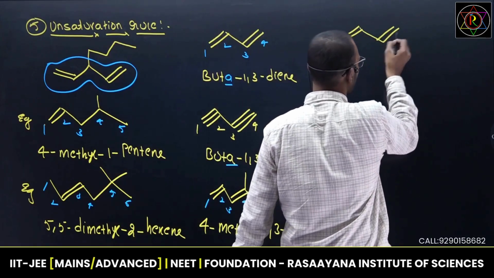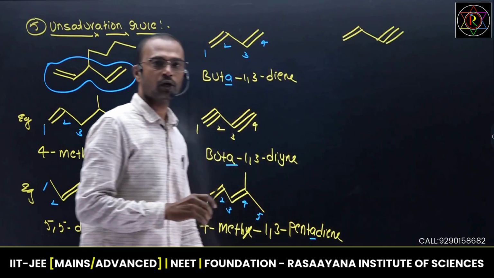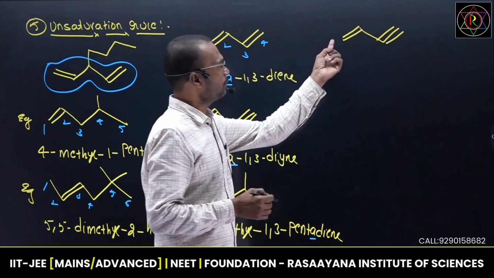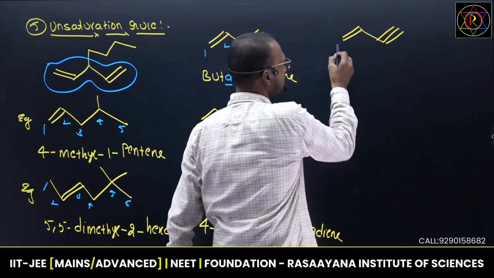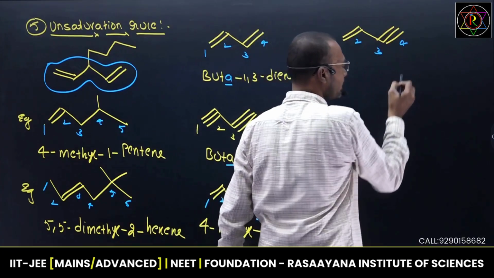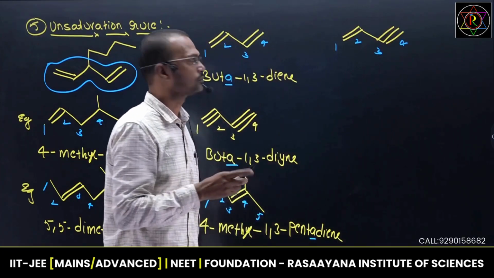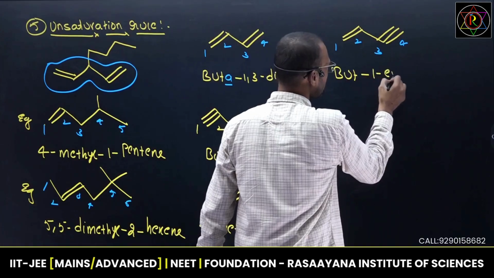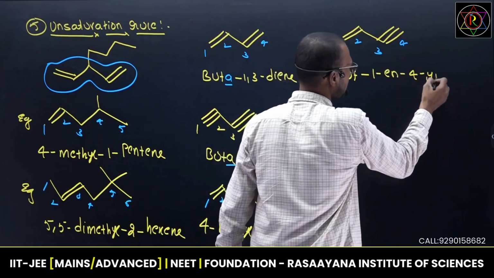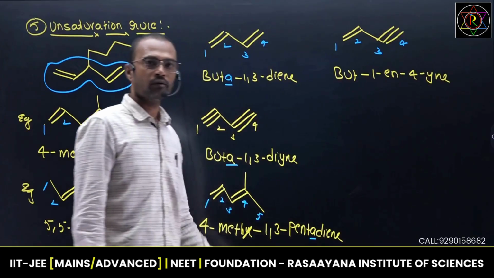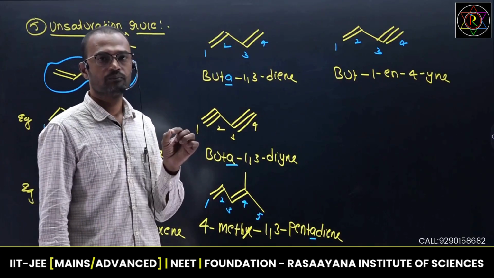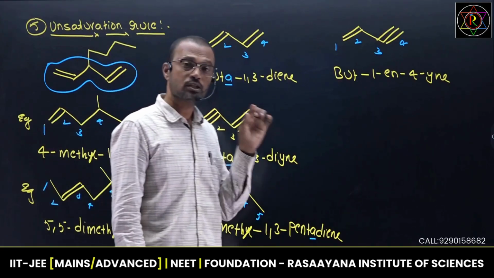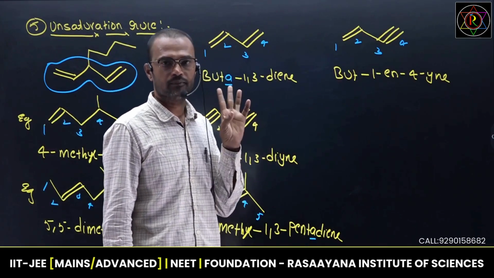Remember, when double bonds and triple bonds are both present, always try to give numbering from the double bond, so that the IUPAC name ends with the triple bond. Numbering starts from the double bond, and the IUPAC name ends with the triple bond. This is possible only if both are at terminal positions. So I am writing but-1-ene followed by 4-ine, like that. We are giving the lowest number to the double bond, and the IUPAC name ends with the triple bond. That is a condition, that is a rule. This is applicable when both are at terminal positions.